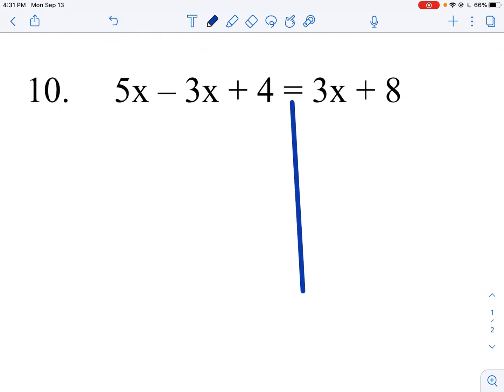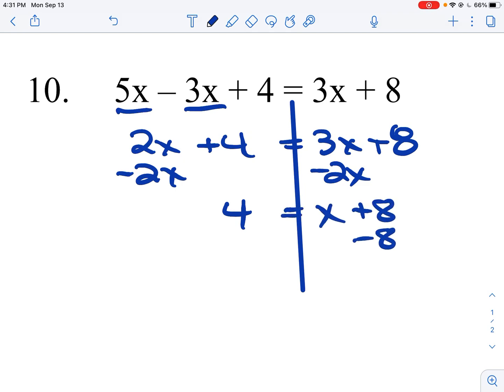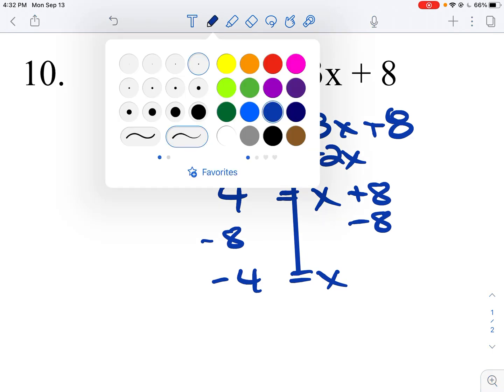Okay, and my last problem. Here we go. So I look here and I'm going to combine like terms. And that will get me 2x plus 4 equals 3x plus 8. I subtract 2x from both sides. I get 4 equals x plus 8. I subtract 8 from both sides. I get negative 4 is equal to x.